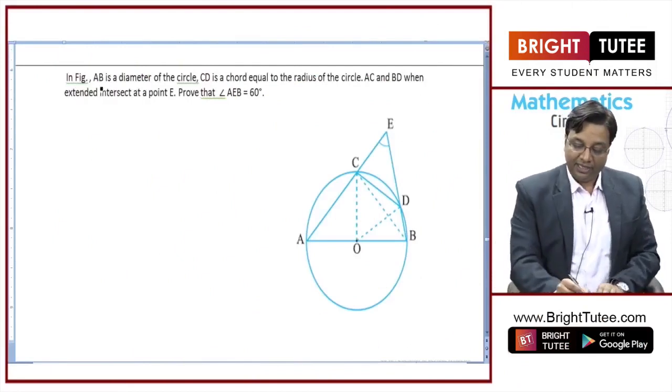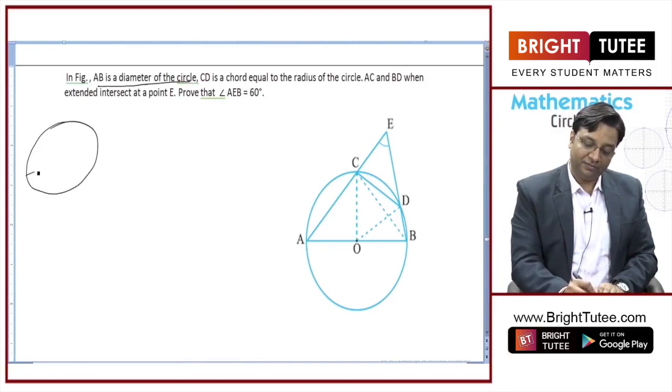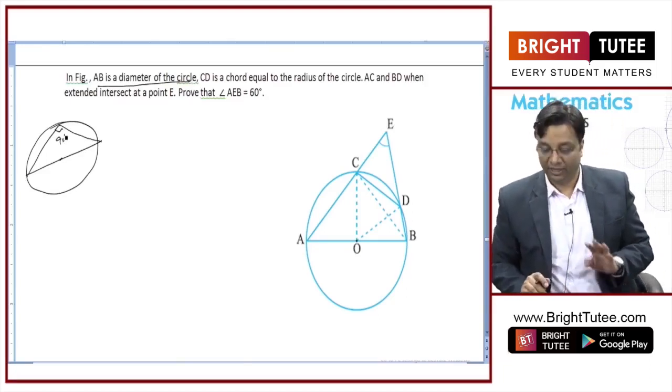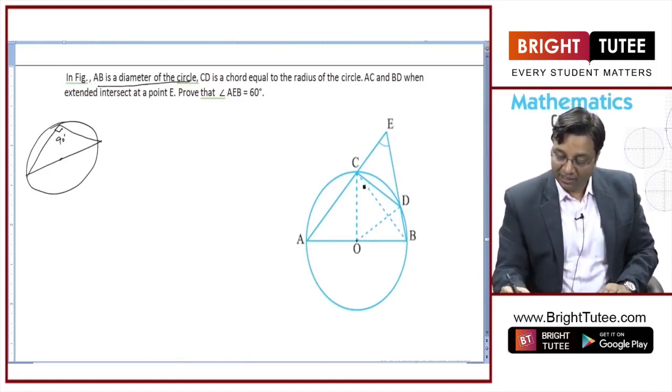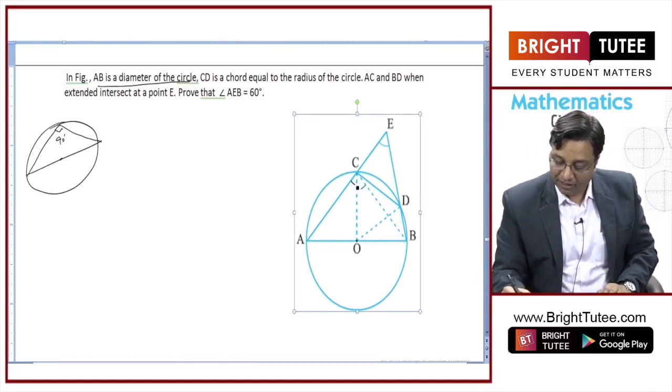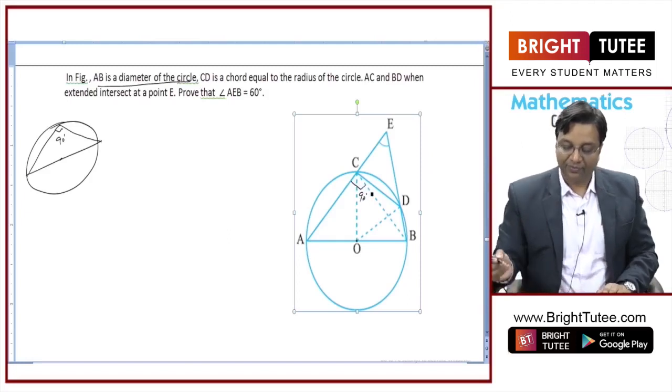In this given figure, AB is the diameter of the circle. So whenever you see the diameter in a circle, you always visualize that this angle, that is the angle in a semicircle, will be a right angle. Okay, so AB is the diameter. By just looking at this, I can simply visualize that this angle will be 90 degrees. So this will be my first observation.